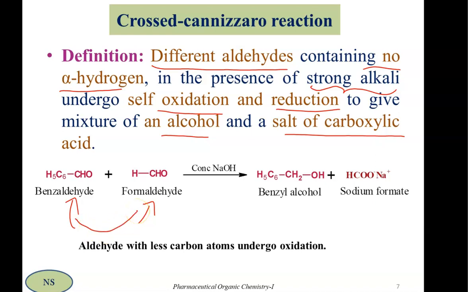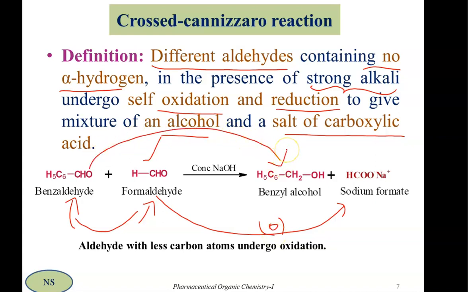So out of benzaldehyde and formaldehyde, the aldehyde with fewer carbon atoms is formaldehyde. So that is the reason this will undergo oxidation, and upon oxidation we get sodium formate as the oxidative product, and the other aldehyde, that is benzaldehyde, will undergo reduction, as a result of which we get benzyl alcohol as the product.